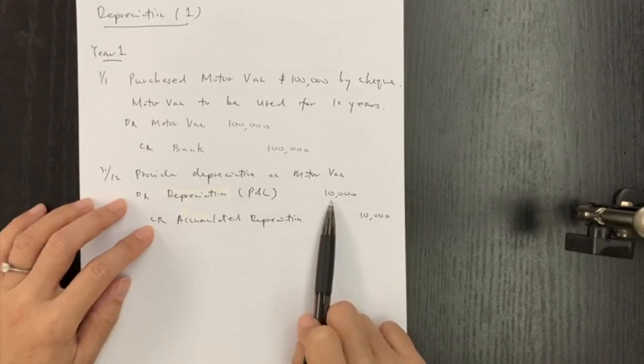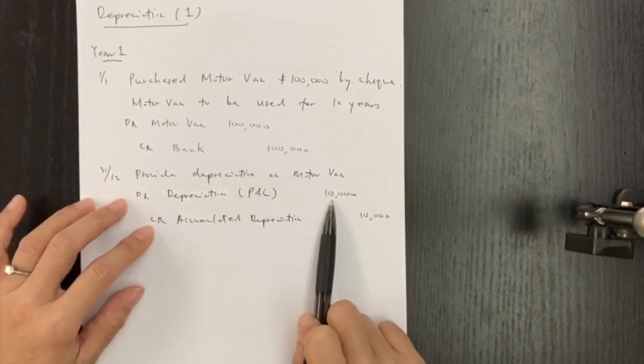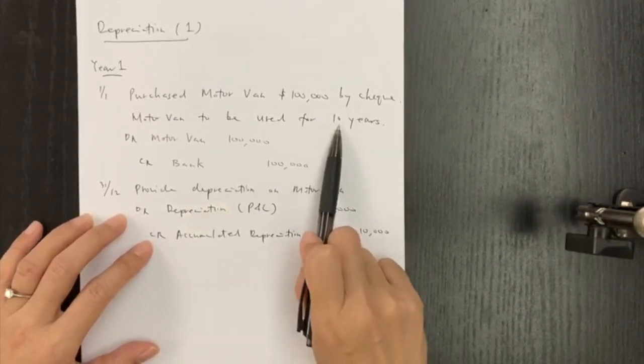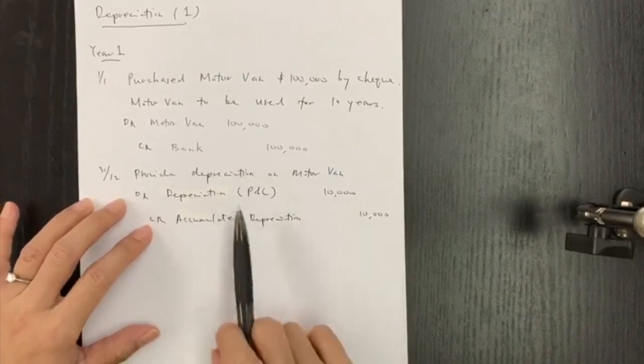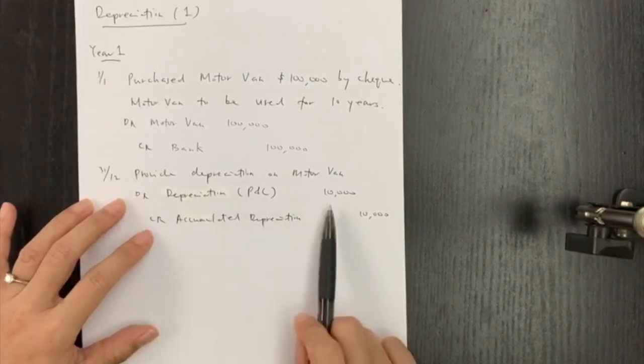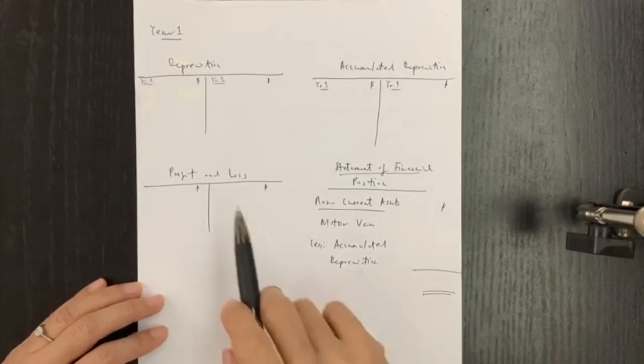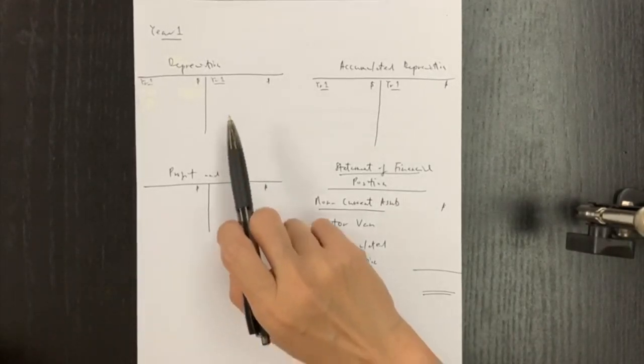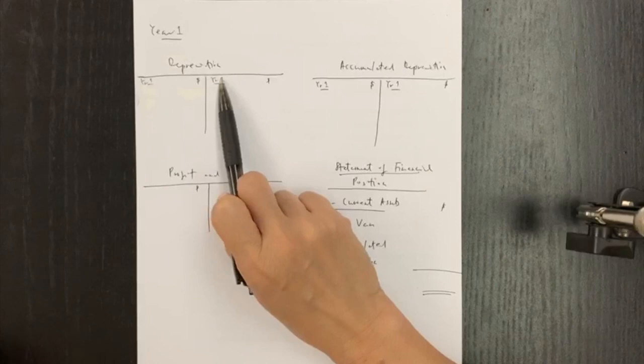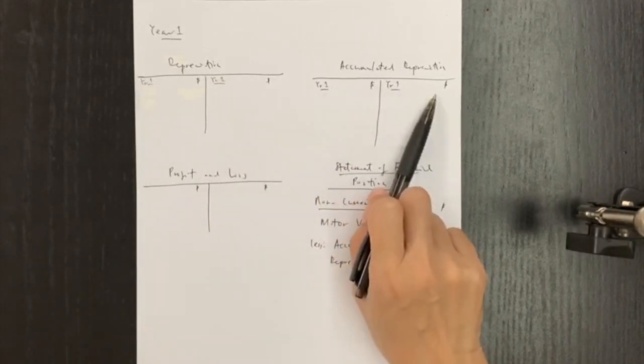Okay, and look at the amounts. In the first year, the value goes down by 1/10, because we are going to use it for 10 years. So the value goes down by 1/10, which is 10,000. Okay, so after the double entry, we are going to do posting in the depreciation account and the accumulated depreciation account.